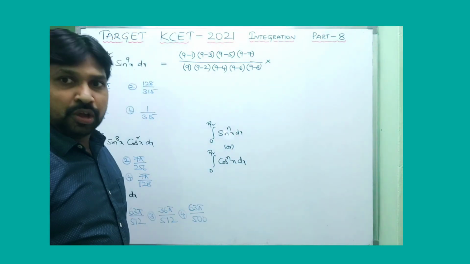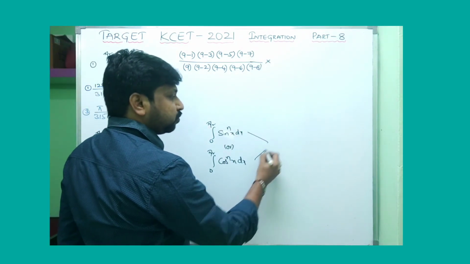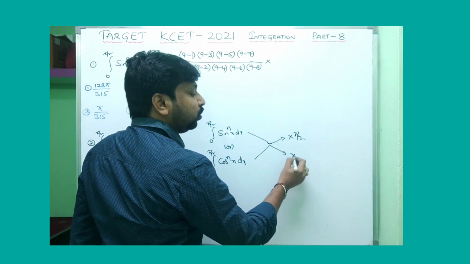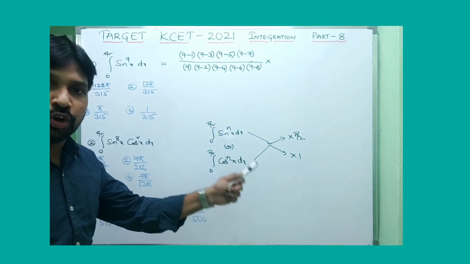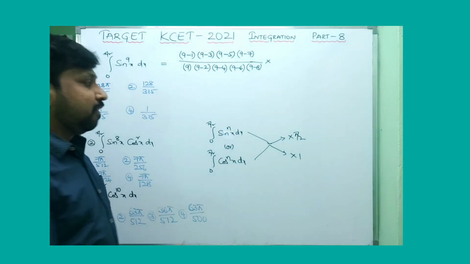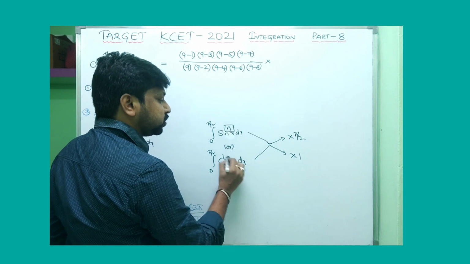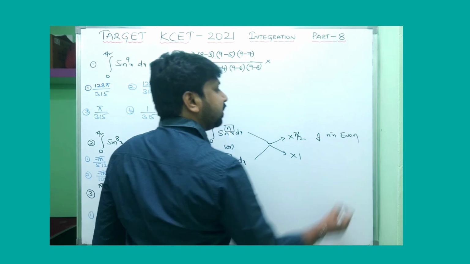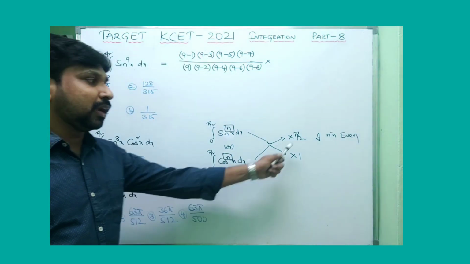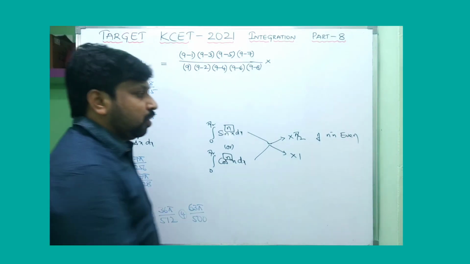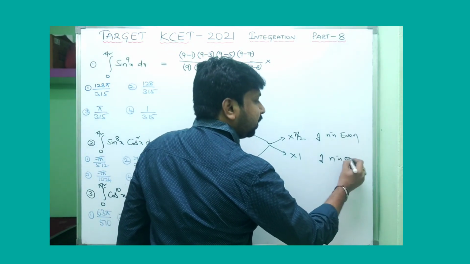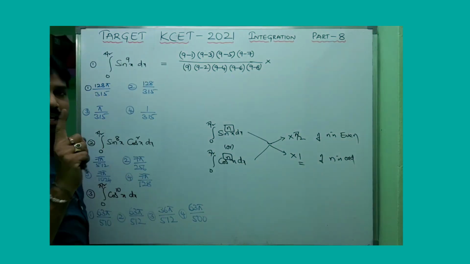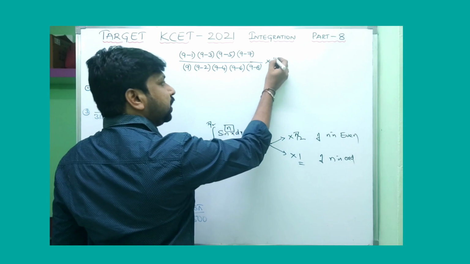Into. So you have two chances for this kind of question. Either you are going to multiply with pi by 2 or else multiply with 1. It depends on this power n. If n is even, that is, whenever the power given is an even number, then you need to multiply with pi by 2. If the power is odd, then you need to multiply with 1. So if you observe, 9 is an odd number, so you need to multiply with 1.